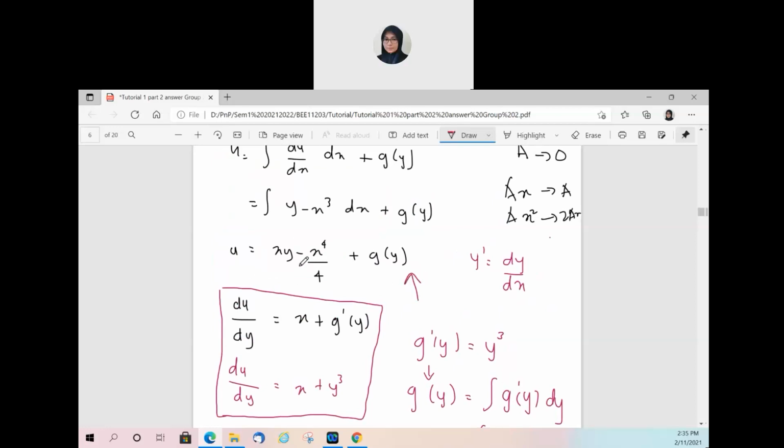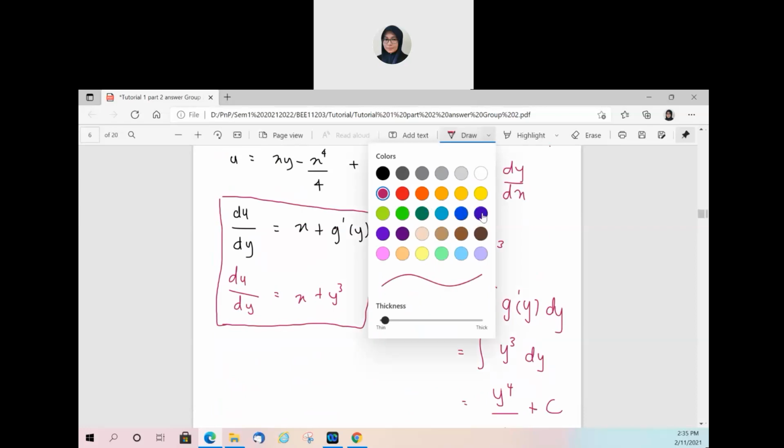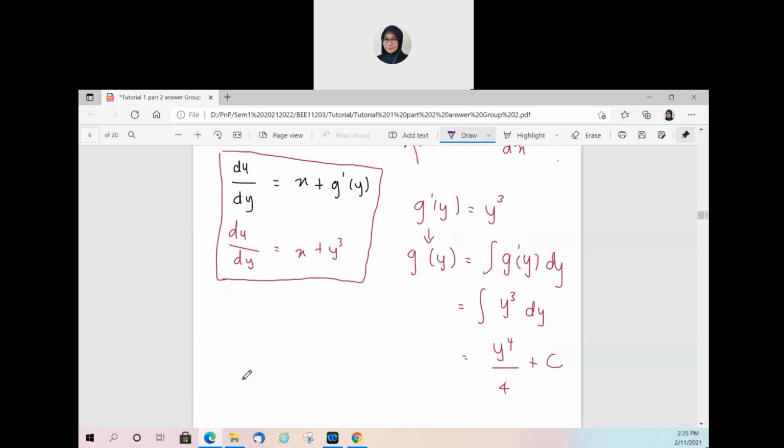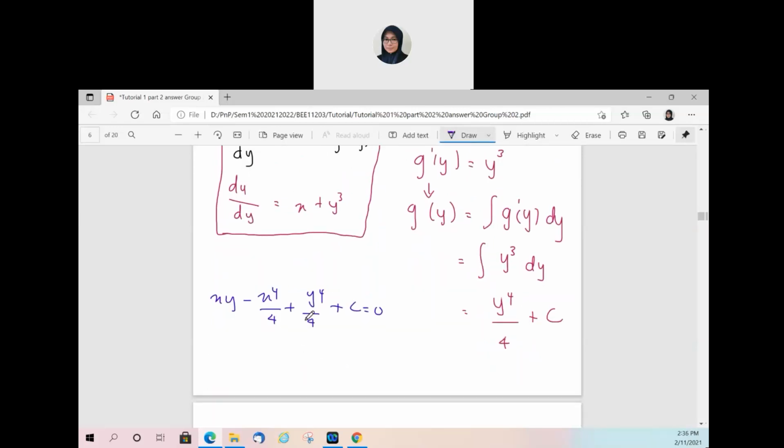Then now we have XY minus X kuasa 4 per 4 plus Y kuasa 4 per 4 plus C equals to 0. Now kita samakan pembawah semua ni. Kita darab semua dengan 4. Kita nak hilangkan pembawah ni kan. Dan kita darab semua dengan 4 per 4.